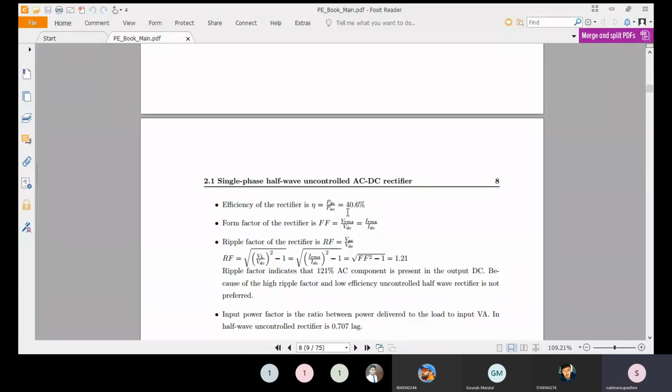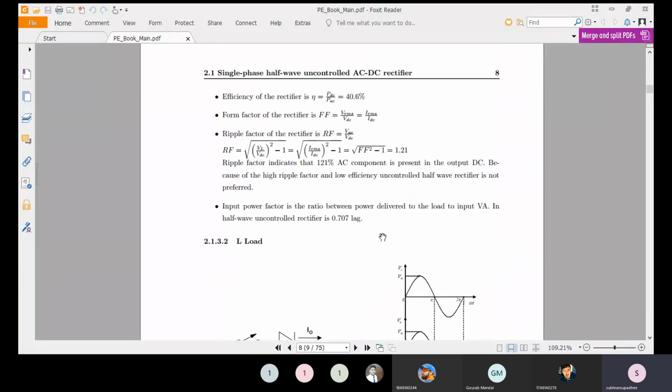Right? So form factor, ripple factor, everybody knows what a form factor and a ripple factor are. Ripple factor is 1.21. This is also pretty high. That indicates that 121% of the AC component is present in the output DC, which is very, very high. It is more than 100%. All of you know what a ripple is? Ripple is nothing but undesired components in the output voltage that should not be there, right?